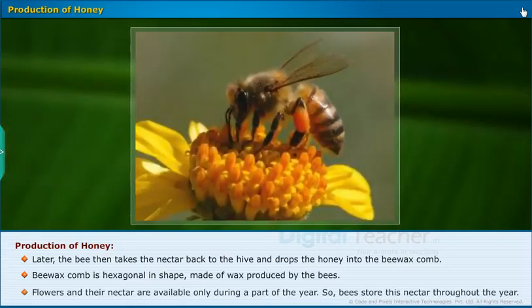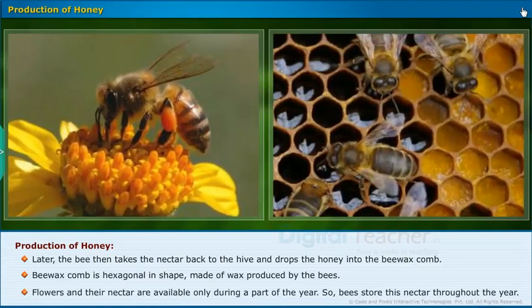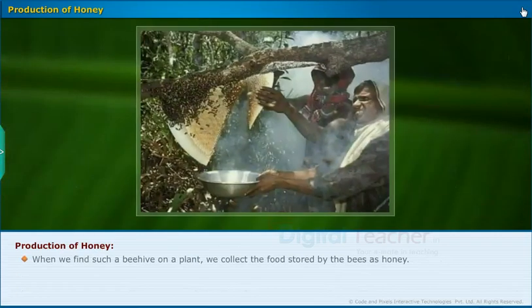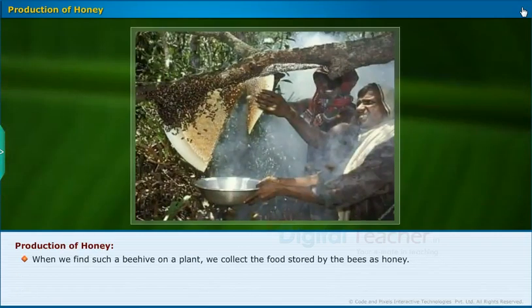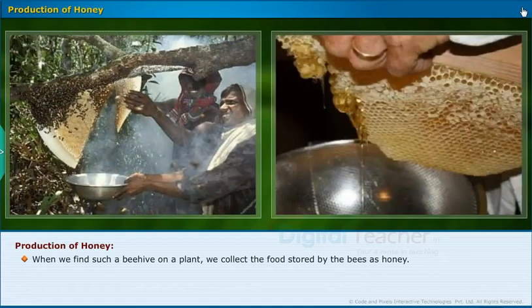Flowers and their nectar are available only during a part of the year, so bees store this nectar throughout the year. When we find such a beehive on a plant, we collect the food stored by the bees as honey.